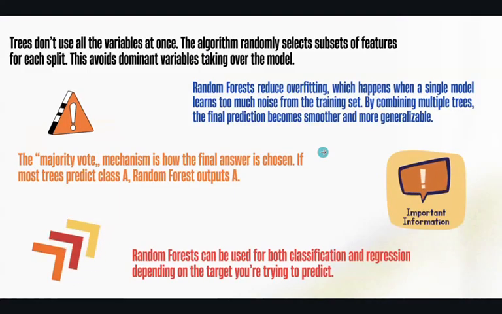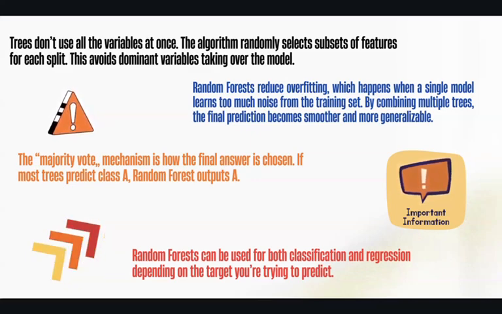Okay, let's go with important information before going deep into my project. Trees don't use all the variables at once. The algorithm randomly selects subsets of features for each split. Random forests help us reduce overfitting, which happens when a single model learns too much noise from the training set. By combining these multiple trees, the final prediction becomes smoother and more generalizable.